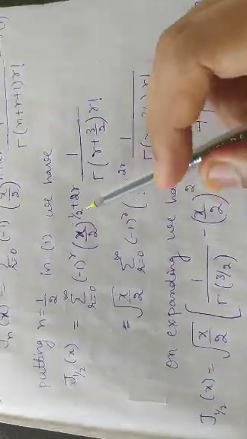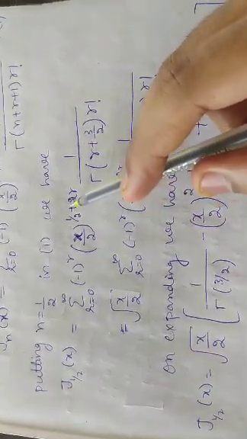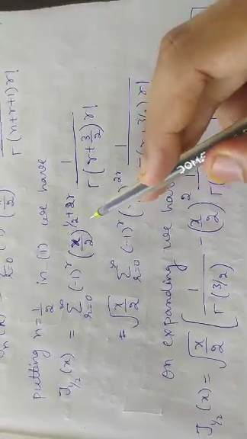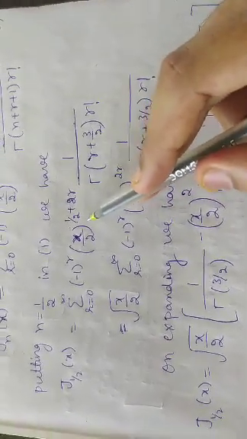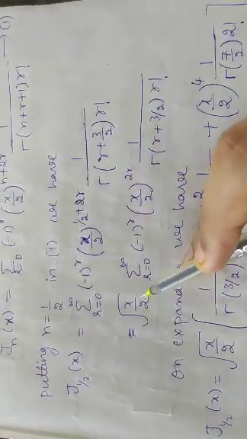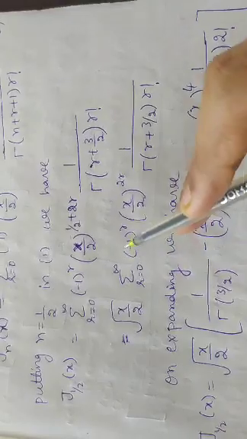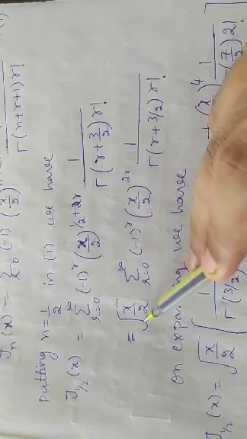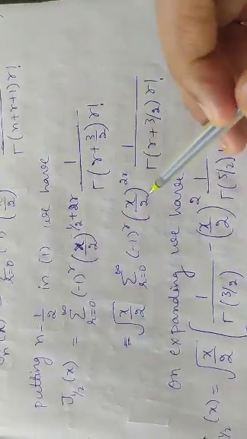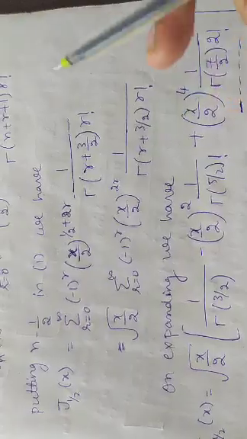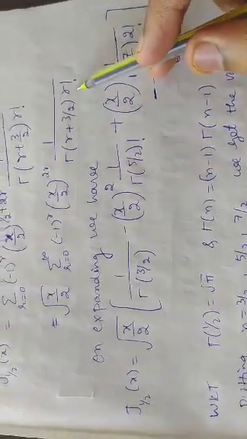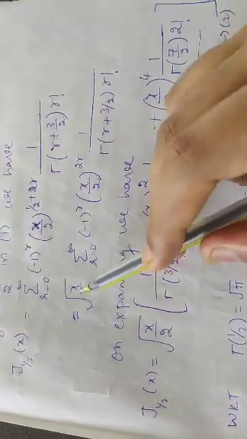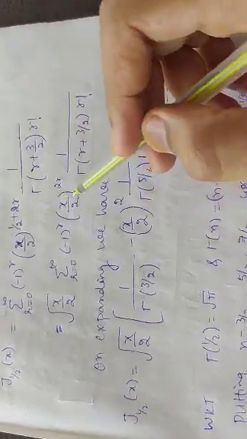What is the next step? X by 2 whole power half plus 2r, I am splitting as x by 2 whole power half into x by 2 whole power 2r. So x by 2 whole power half is nothing but root of x by 2, and I write it outside the summation, with minus 1 whole power r. What is remaining is x by 2 whole power 2r as it is, and 1 by gamma of r plus 3 by 2 into r factorial. You understood? So this I split.